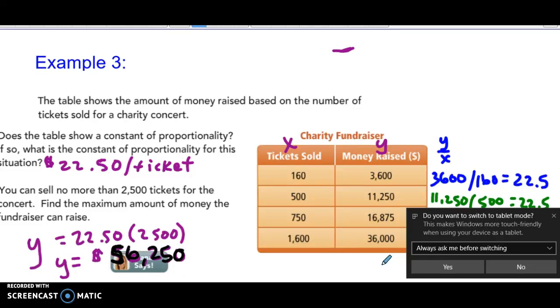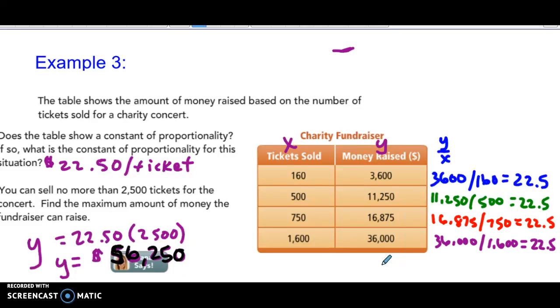So if we can sell 2,500 tickets, then I'm going to substitute that for X and multiply that by how much each ticket costs, and that gives me a total of $56,250. So that's the maximum amount the fundraiser can raise.